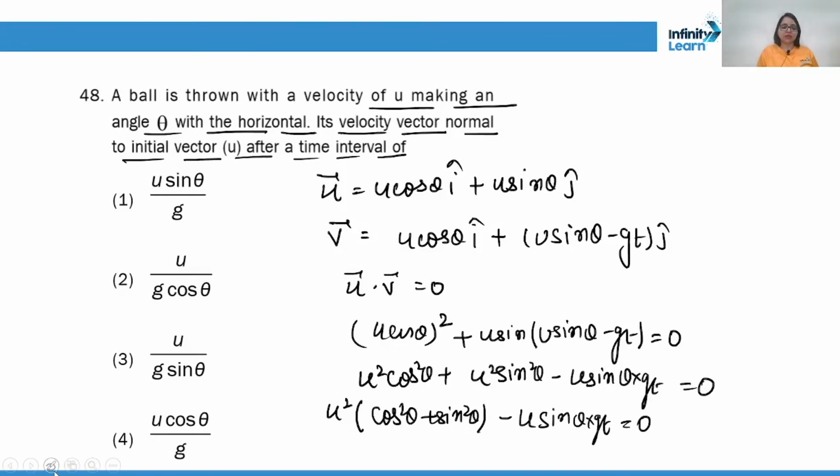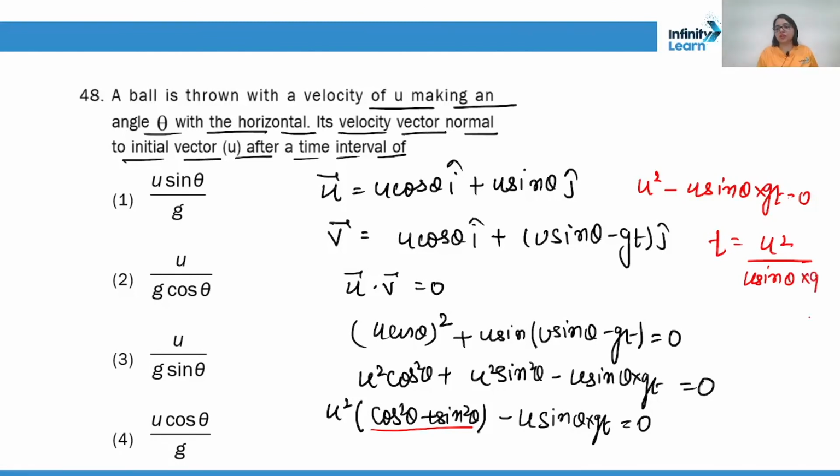Sin square theta plus cos square theta will become 1, right? Identity. So we have u square minus u sin theta into gt equal to 0. So t will be u square upon u sin theta into g. So it will be u upon g sin theta. So this is the time after which these two velocity vectors will be perpendicular to each other, which is option 3.